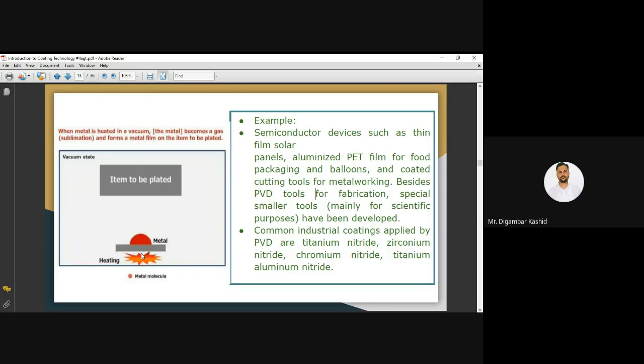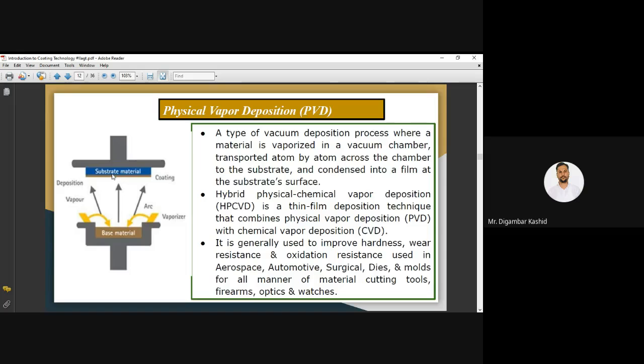After heating, what will happen? That metal in this vacuum will become vaporized, in the form of gas. So sublimation will happen, and then on the surface of the substrate material here, a film type coating will be formed. You can see the arrow also, showing how the deposition will happen.